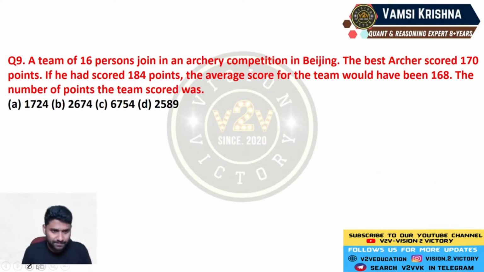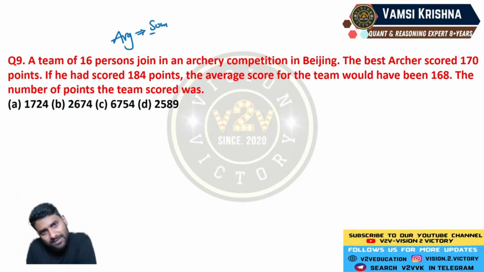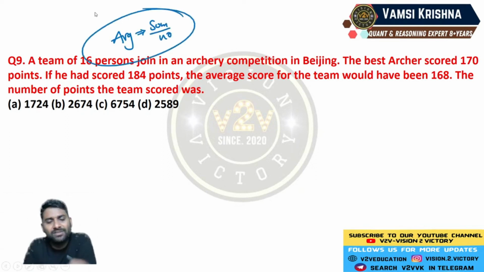So the ninth question here. A team of 16 persons join in an archery competition in Beijing. The best archer scored 170 points. If he had scored 184 points, the average score of the team should be 168. The number of points the team scored was. You already know that average is equal to sum by number, right? So sum value is exactly equal to average multiplied by number.